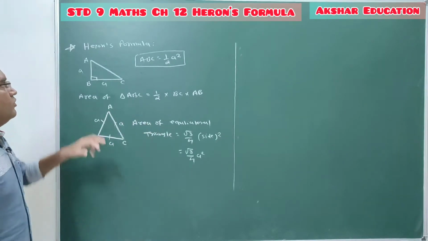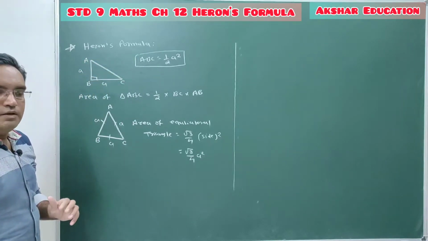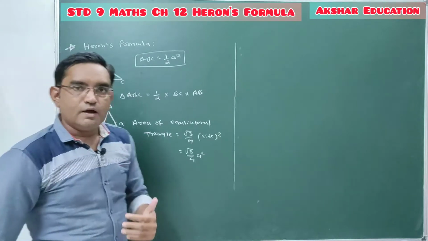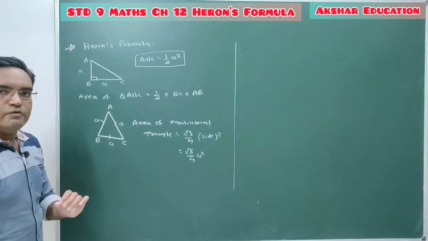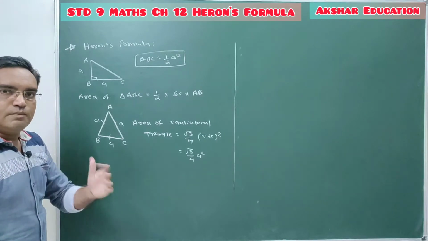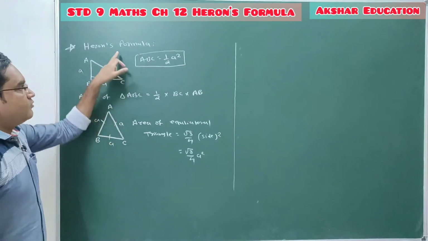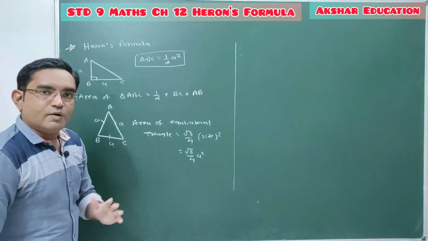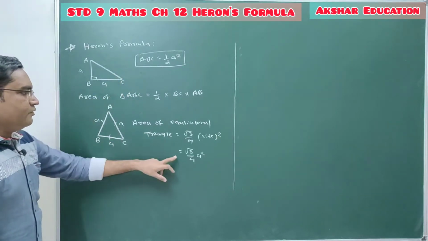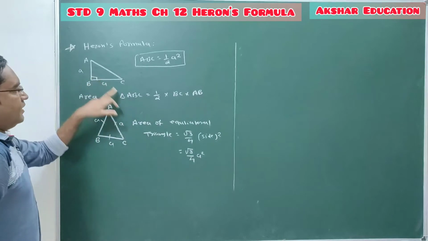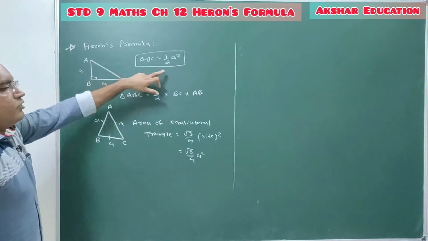So one mathematician named Heron has derived one formula which can be used to find the area of any type of triangle. If any triangle is given and you want to find its area, you can simply find it by applying Heron's formula. For Heron's formula, we don't require the type of triangle. If an equilateral triangle is there, we apply this formula. If a right angle triangle is there, we apply this formula. If an isosceles right angle triangle is there, we apply this formula.